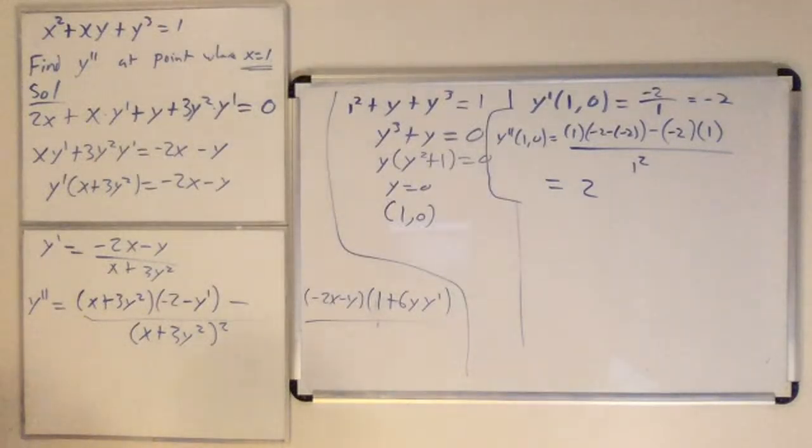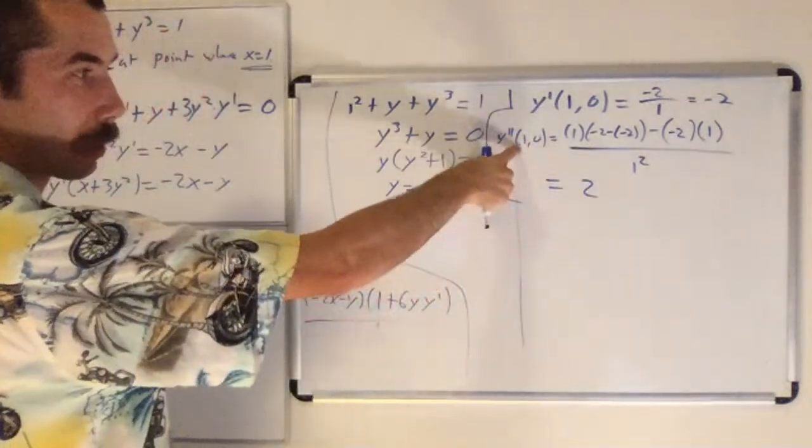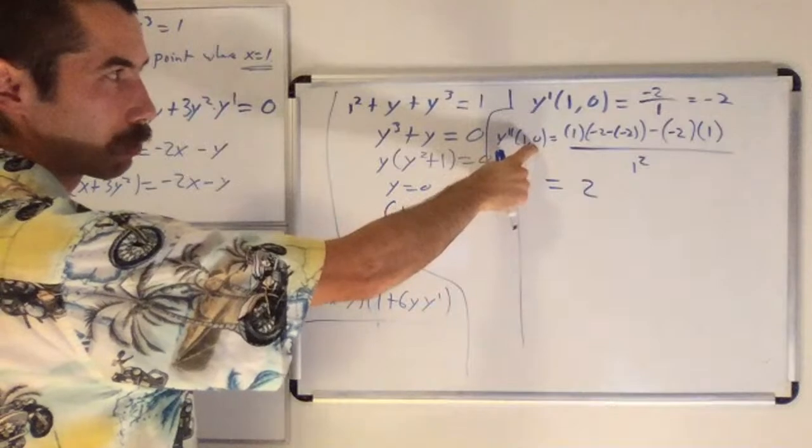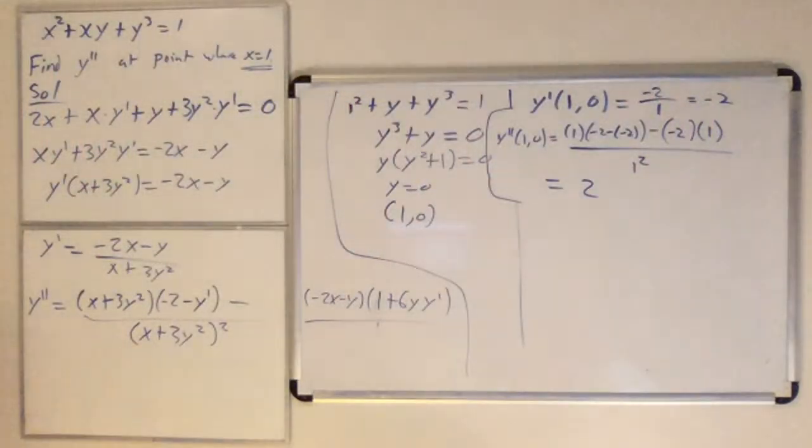Okay, so basically what I did in this last step is I plugged in 1 for all the x's, 0 for all the y's, and negative 2 for all the y primes. And then just do some algebra, and it works out to be 2.